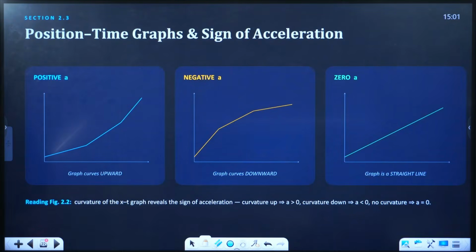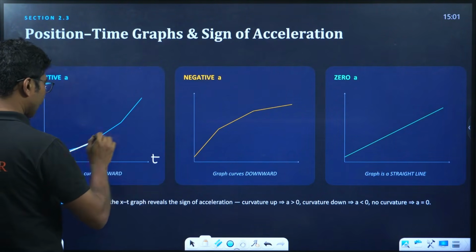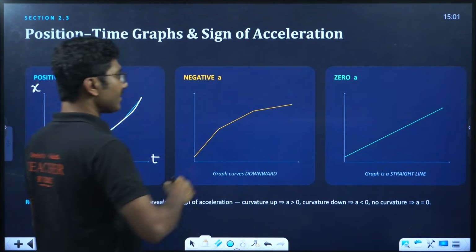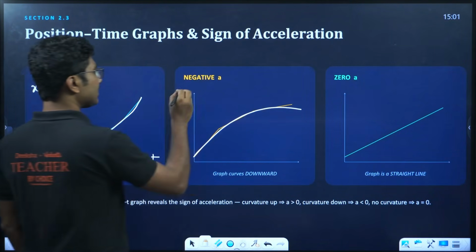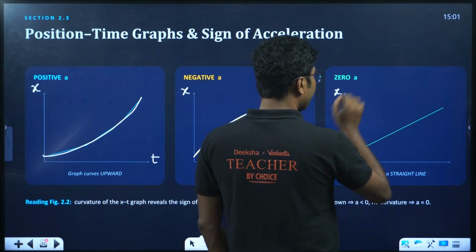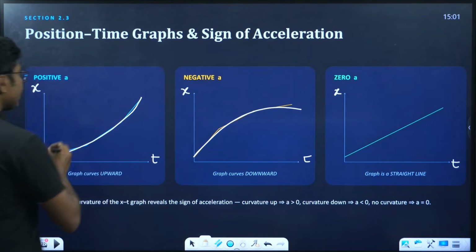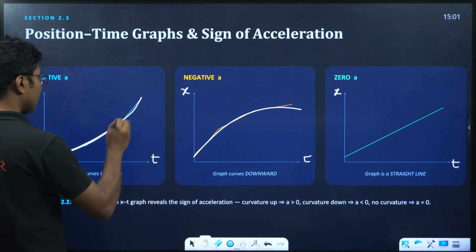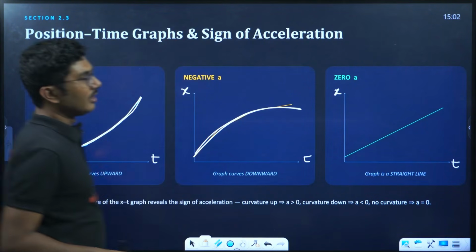But for example, here we have an example of constant positive acceleration. It's a position time graph. Acceleration is positive, the graph will be like this. Negative acceleration, the graph is like this. This is decreasing acceleration, x versus t. Zero acceleration, position time graph, it is a straight line. So this is a positive acceleration, or acceleration is increasing. Negative acceleration, the graph is like this, and zero acceleration is this.